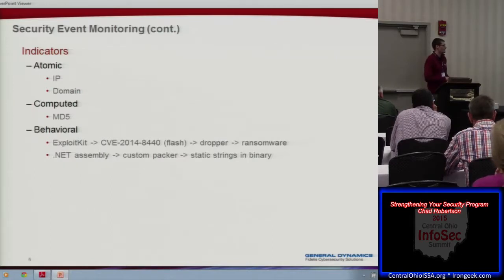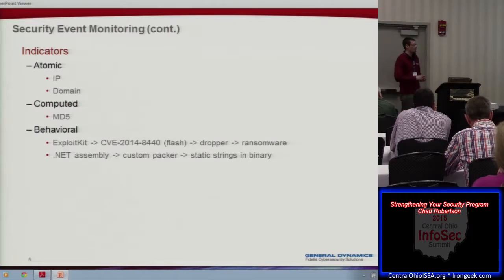Again, in the exploit kit scenario, you have an exploit kit. It compromises. It tries to load a Flash file that takes advantage of a CVE, in this case CVE-2014-8440, and then that results in a dropper, and then that results in ransomware. Ransomware being something that's going to maybe encrypt a bunch of critical information on your drive, or if the drive is connected to a SAN, maybe the whole SAN or a NAS, and that's bad news.